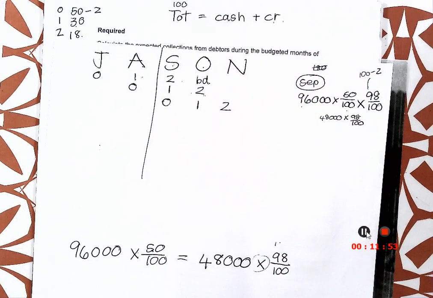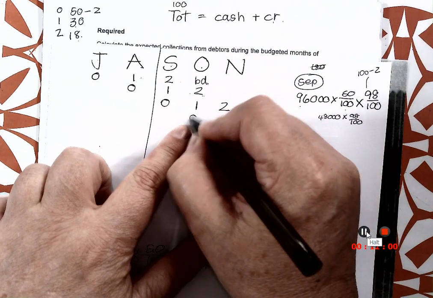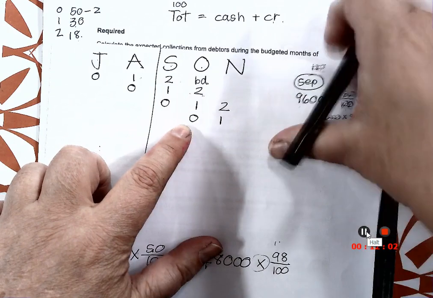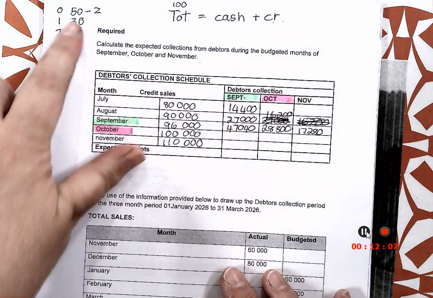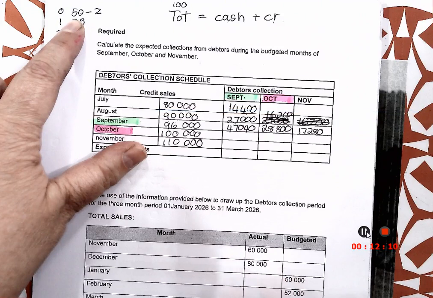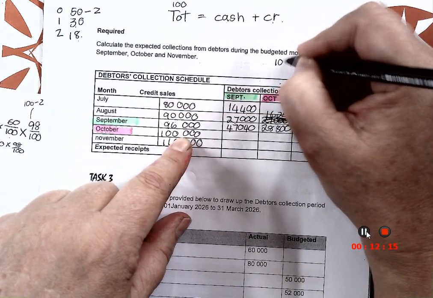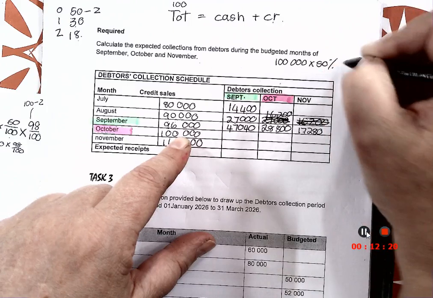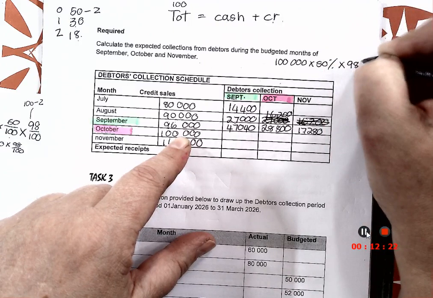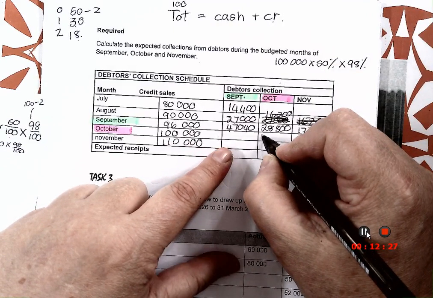Let's have a look. So now we are in October. October is 0. November is 1. October is 0. October is 50 less 2. So I'm going to say 100,000 times 50% times 98%, and that's going to give me 49,000.